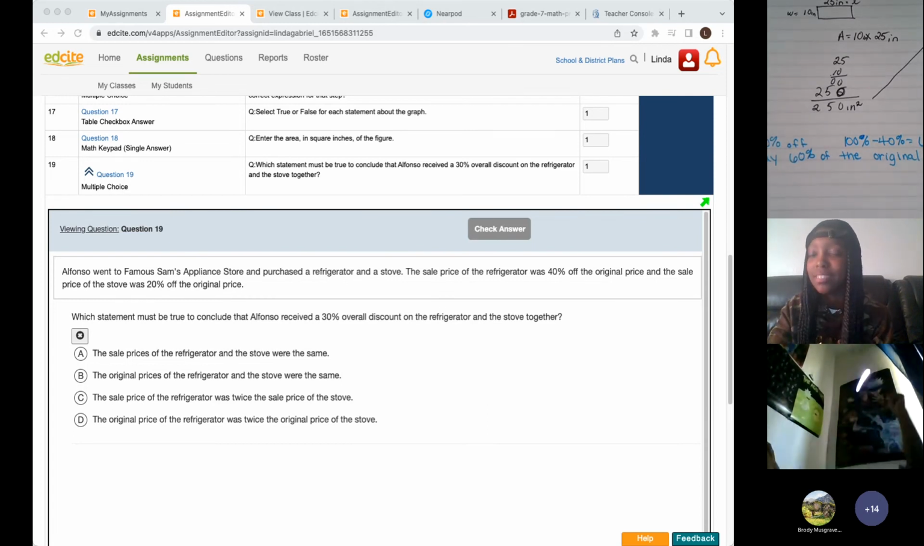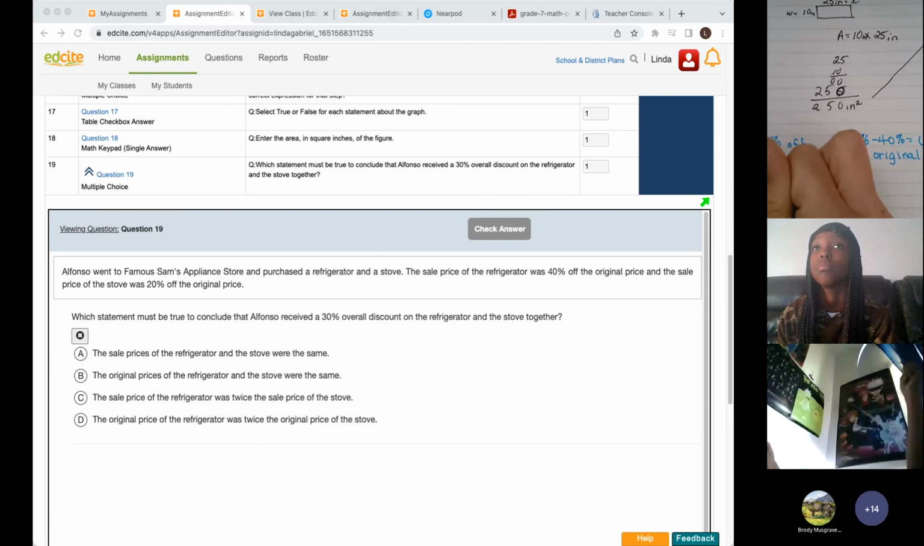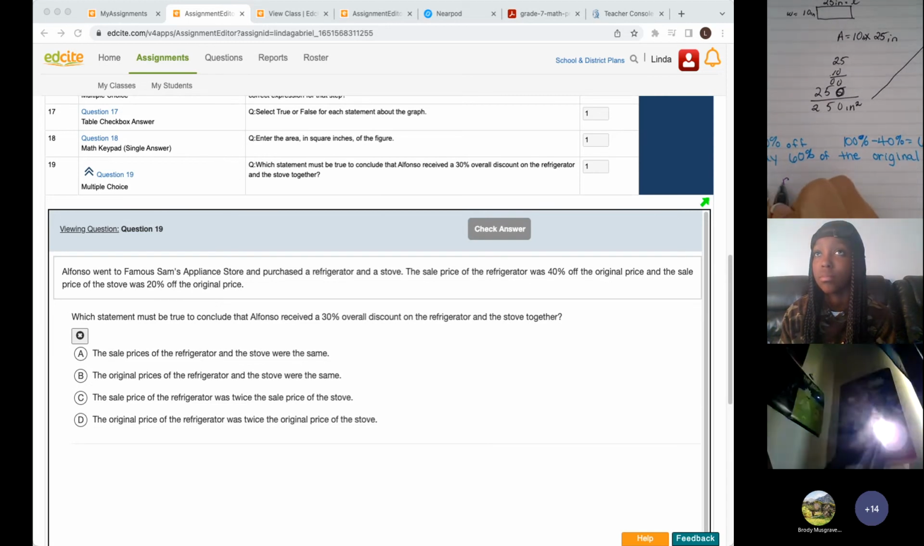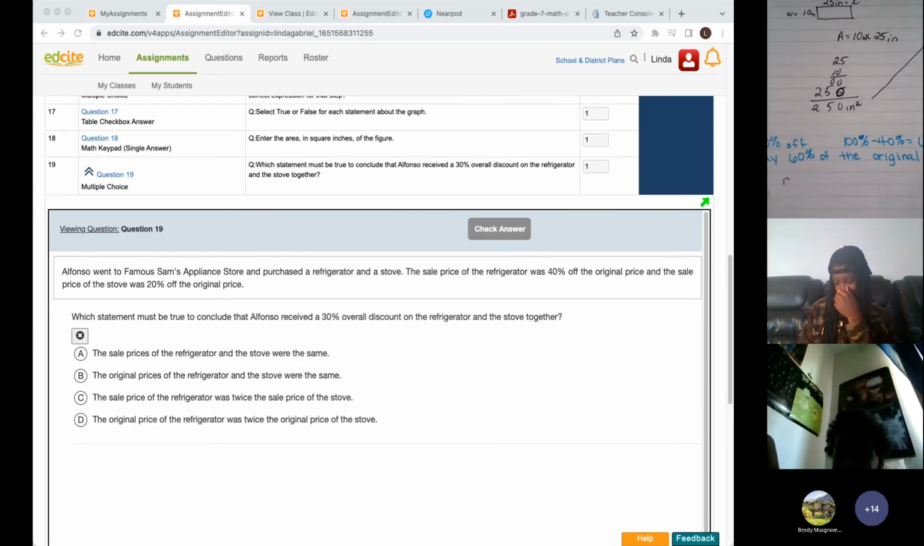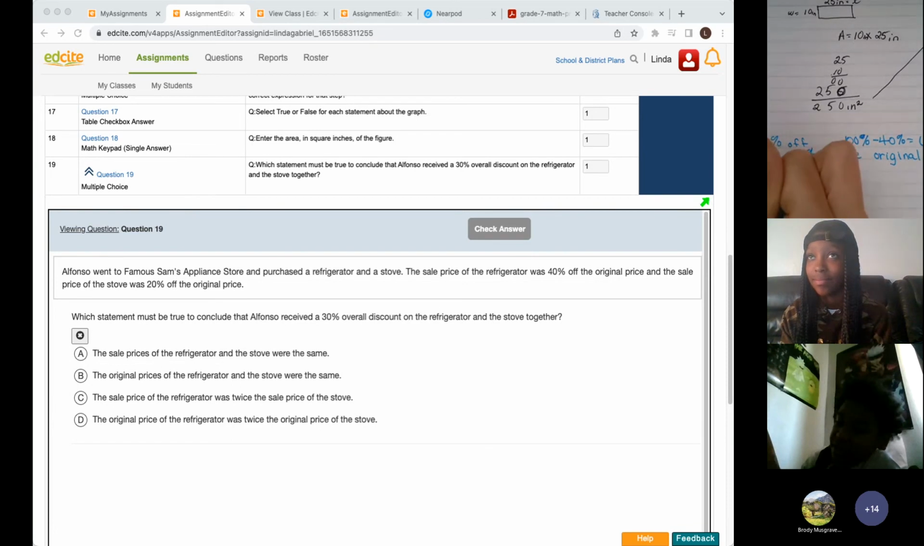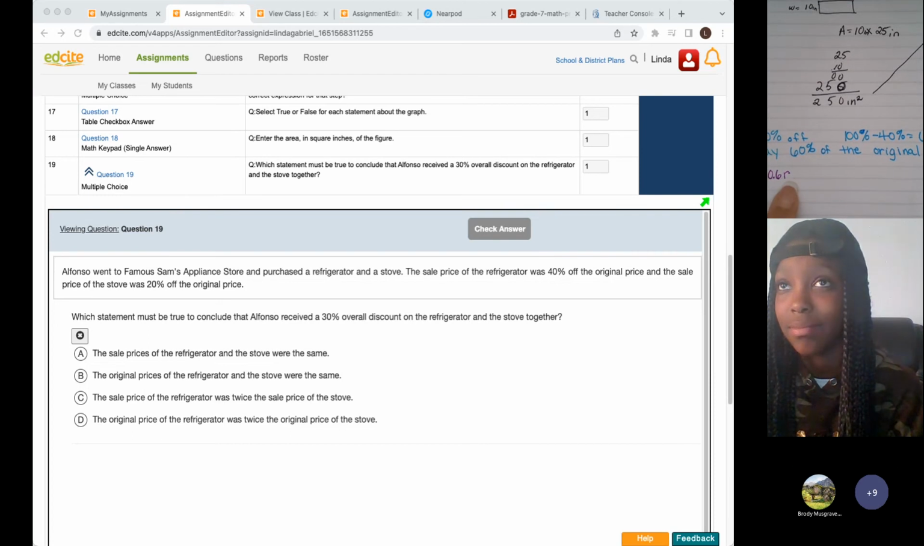So let's keep that as R for refrigerator. And remember, to turn a percentage into a decimal, that means I have 60 out of 100. And when I divide that, that's just going to give me 0.6, right? So I'm going to be paying 0.6 of the original price of the refrigerator. So 0.6R.